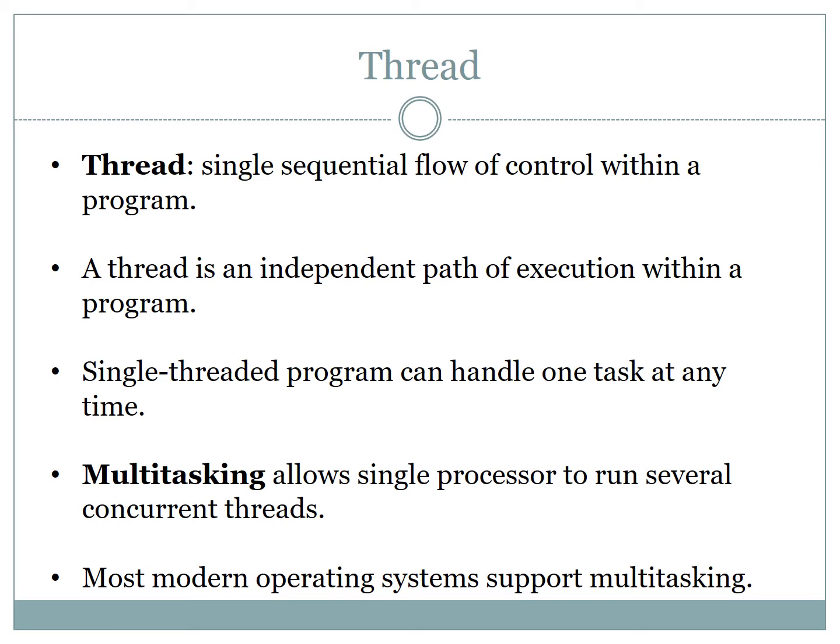That is not feasible for modern operating systems. We must go for multi-threading. To understand multi-threading, we must consider what multitasking is. Multitasking allows a single process to run in several concurrent threads. This means one process can handle several concurrent threads simultaneously. We can use the CPU resources at the same time. Most modern operating systems support multitasking.